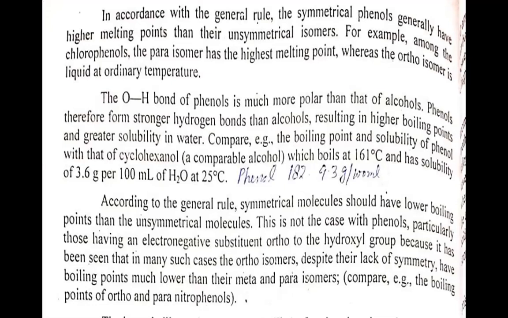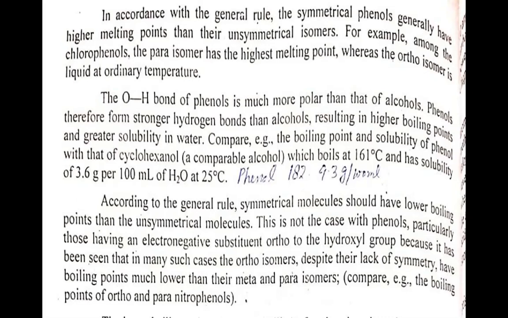Symmetrical molecules are those molecules which can be divided into two equal halves. They are known as symmetrical, and if they cannot be divided into two equal halves, then they are known as unsymmetrical isomers. Now, the example is among the chlorophenols, para isomer has the highest melting point, and the ortho isomer is liquid at ordinary temperature. The rule is symmetrical phenols have higher melting points than unsymmetrical phenols. Para isomers are known as symmetrical isomers, and ortho and meta isomers are known as unsymmetrical isomers.